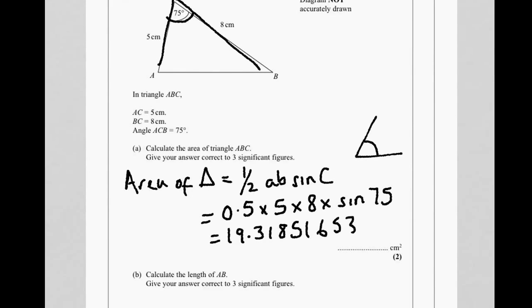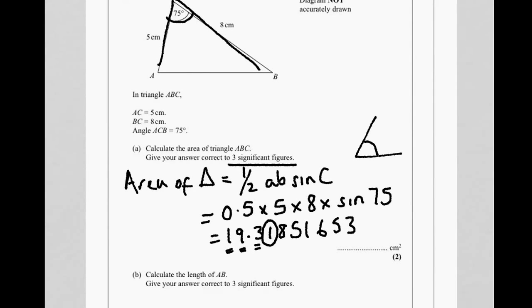19.31851653. I need to remember that it asked me for 3 significant figures. That's my first, that's my second, that's my third. So it's either 19.3 or it's 19.4. I look at the next digit, and because it's a 1, below 5, it rounds down to 19.3. My answer is 19.3.